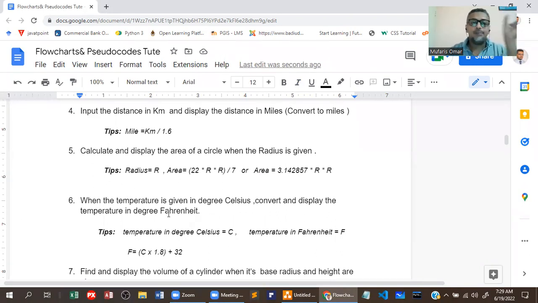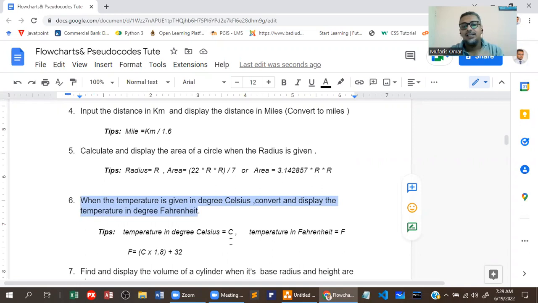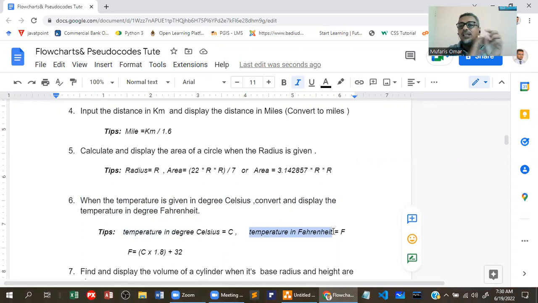Third one, when the temperature is given in Celsius, convert and display the temperature in Fahrenheit. So you can write down the formula. Temperature you can take as C, right? For the input, you can take the temperature in degrees Celsius as C and the temperature in Fahrenheit as F. So you can use this, right? Rather than saying input the temperature in degrees Celsius, you can say temperature C, like that you can use, okay?